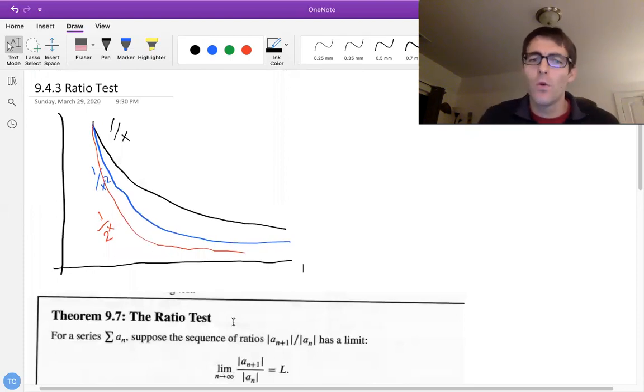The ratio test only works if we're approaching 0 really, really fast, as in an exponential rather than a polynomial.